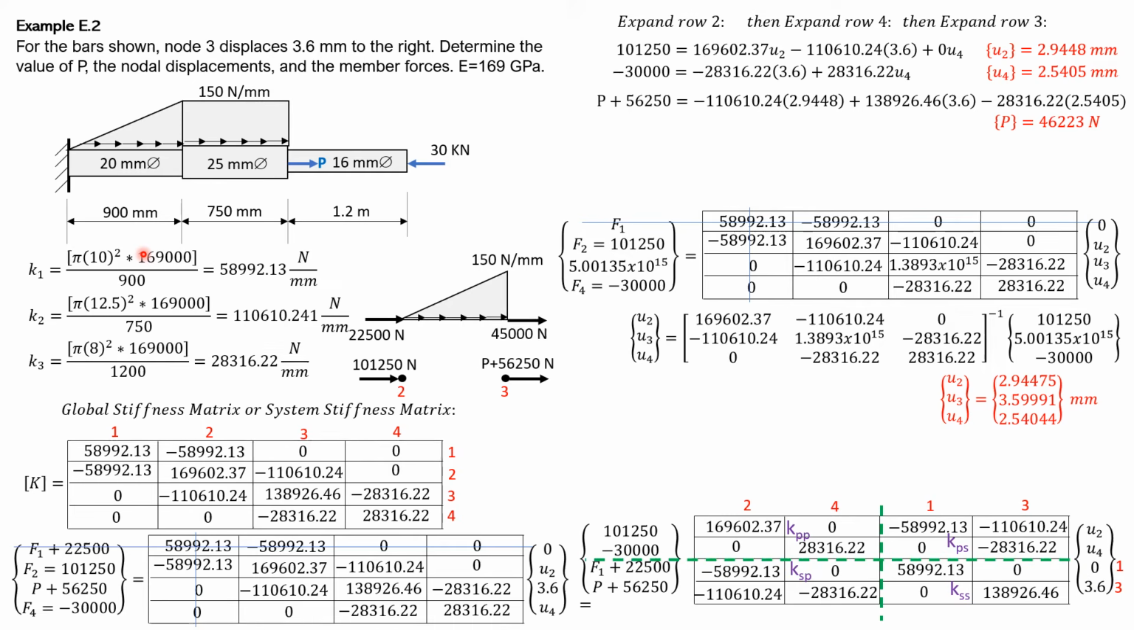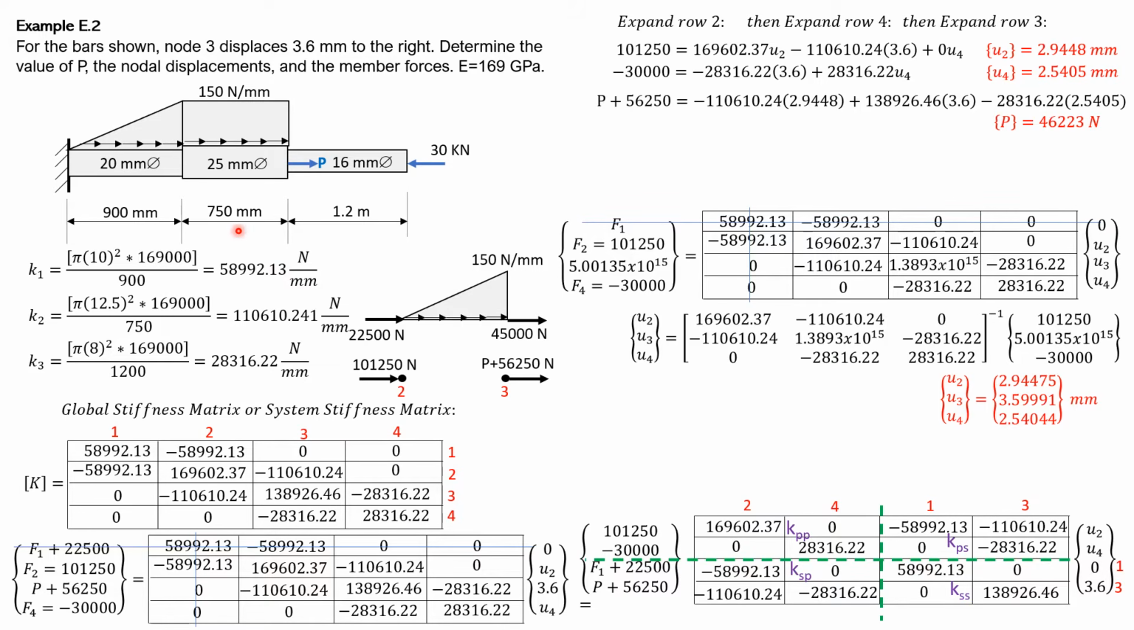So first step, we compute the individual stiffness. You already know that it is area times E over length. So the area is pi times 10 squared. The modulus of elasticity is 169,000 megapascals, that is 169 gigapascals, divided by the length of member, 900. So you'll get this stiffness. I will not discuss this anymore. You know how to compute the stiffnesses.